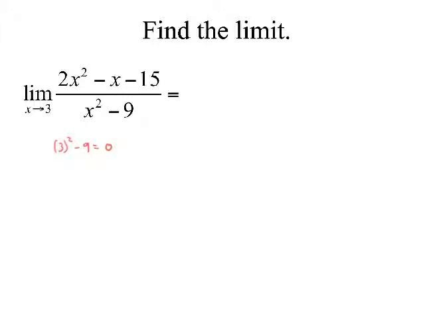Wait, is there a way to find that value that it actually is approaching? It actually is approaching a number. What is it?